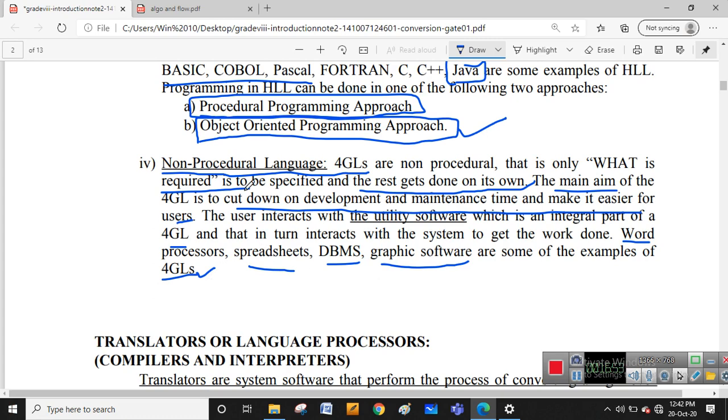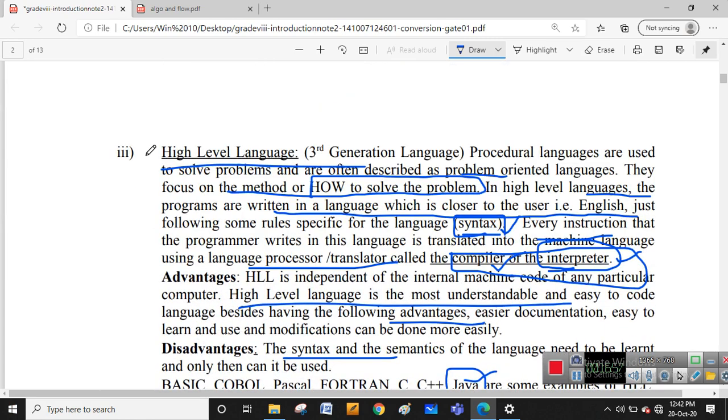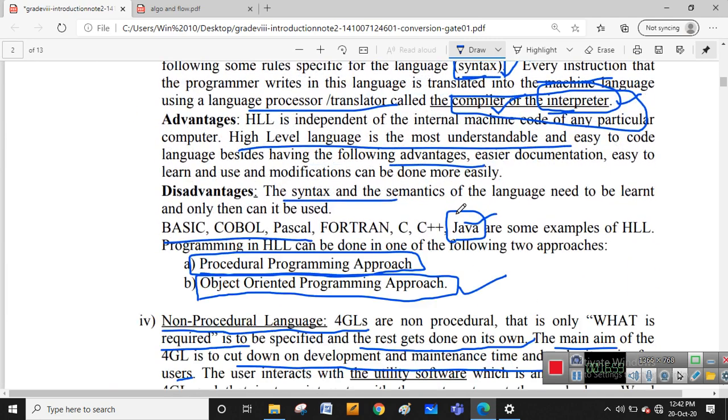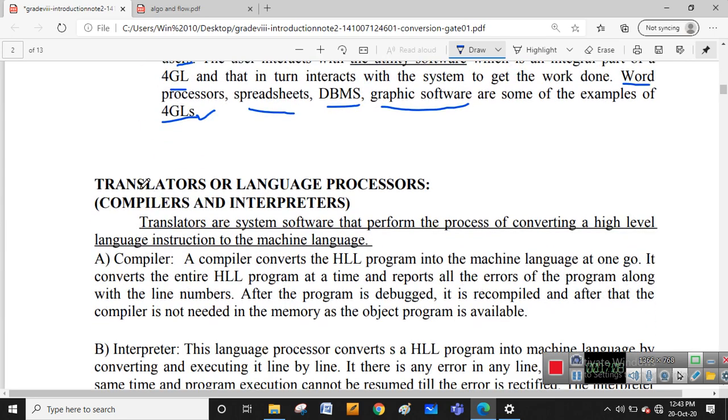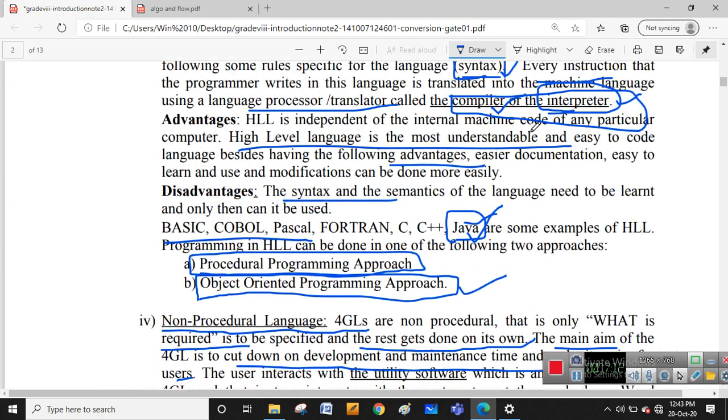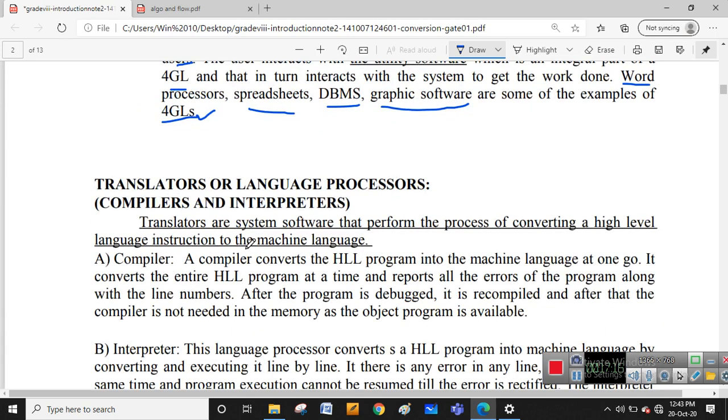So that only is concentrated on this non-procedural language, and we are going for the procedural language, that is high level language. One of the object oriented approaches, that is the Java language, we are doing. So program coding by using Java we are concentrating. I told that there are different translators and language processors available, that is, in the case of high level language, I told compiler and interpreter. So let's see what is a compiler and what is an interpreter.